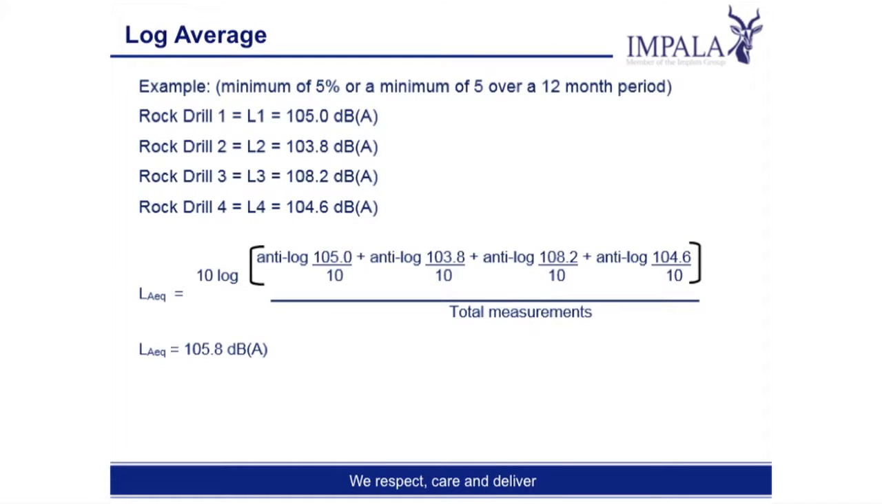Then, when we actually do our measurements and we have the different measurements now, as James said to us, on a rock drill we will have maybe 105 decibels, 103, 108.2, 104. We will then calculate the logarithmic average, and we will end up with an end value of 105.8. Those of you who maybe quickly want to pull out your calculator are more than welcome to calculate that, but all of us are very clever, so we're using Excel to do that for us.